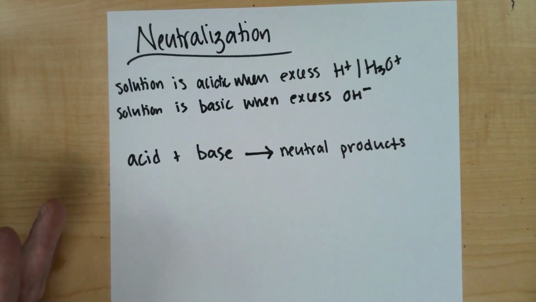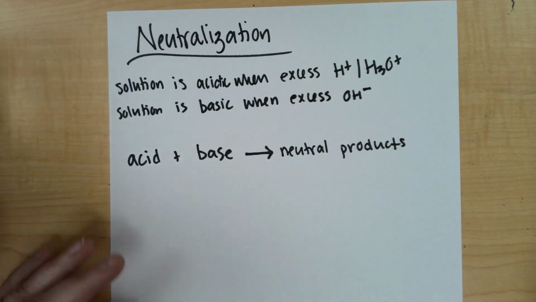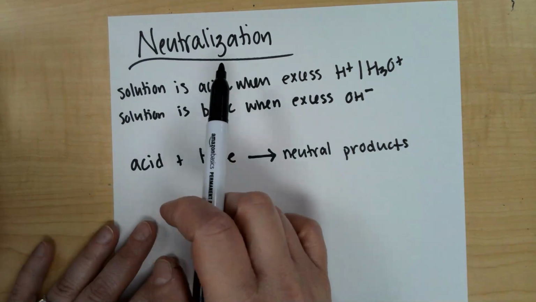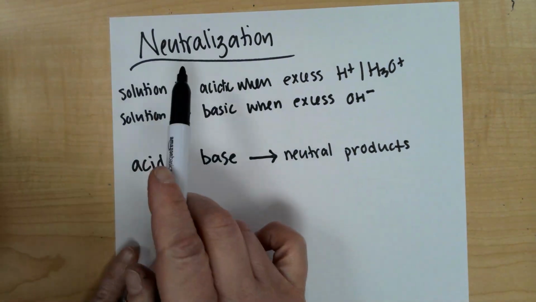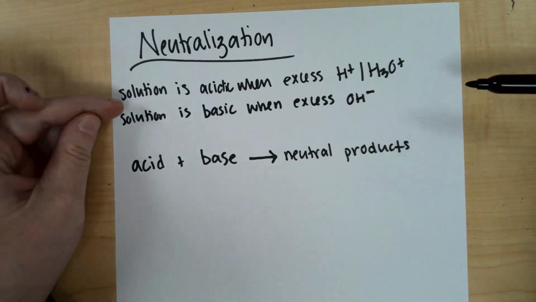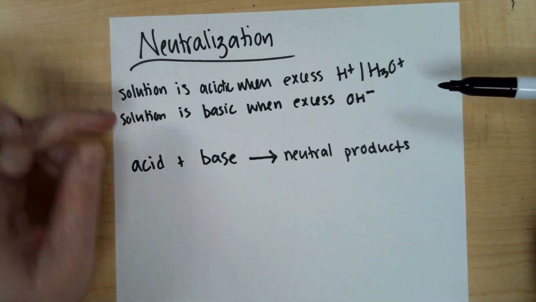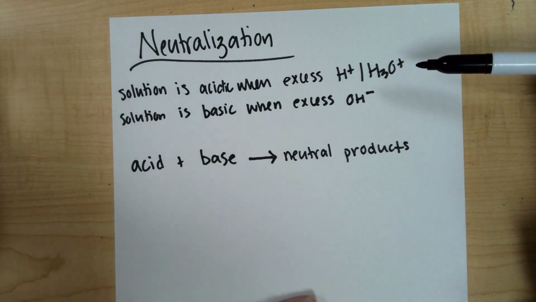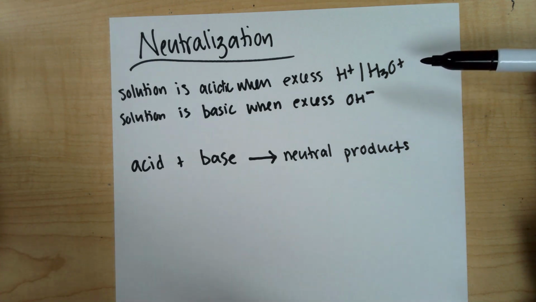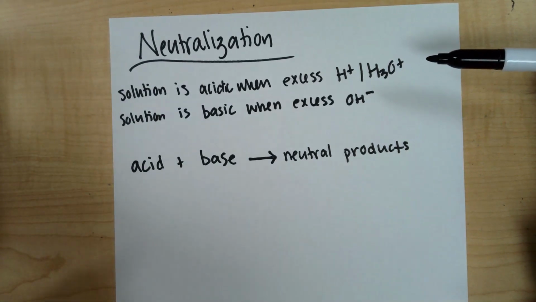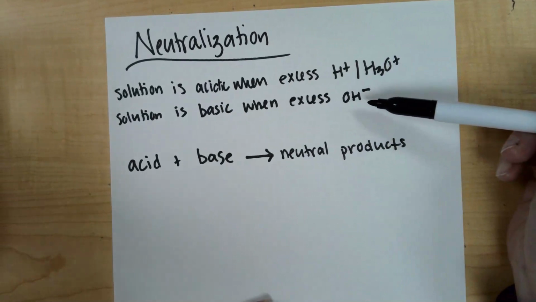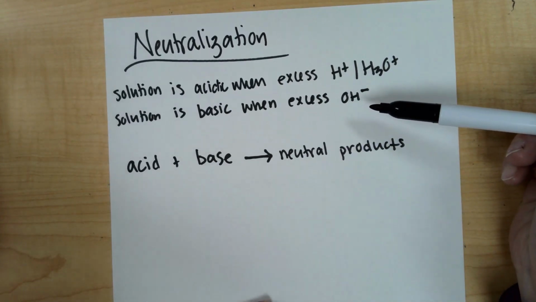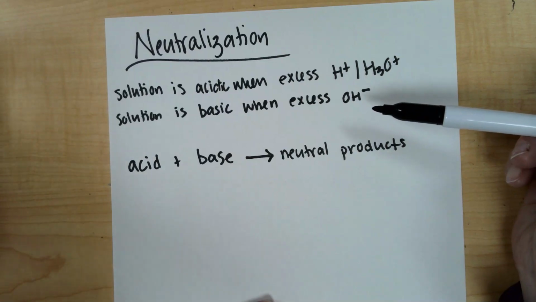So what's a neutralization reaction? As the name suggests, we're trying to get the solution neutral. We don't want an acidic solution, because when you have excess H plus or H3O plus, that solution is positively charged. There are a lot of positively charged particles floating around. It's not neutral. When we have a basic solution with excess OH minus floating around, we have a lot of ions with a negative charge. That solution is no longer neutral.